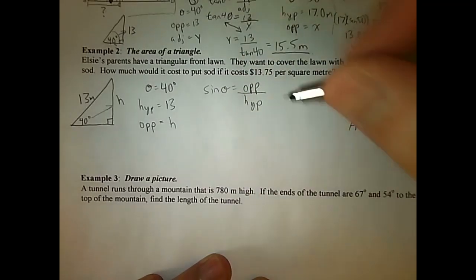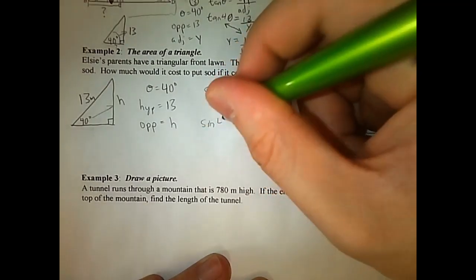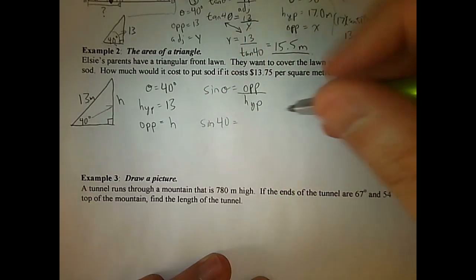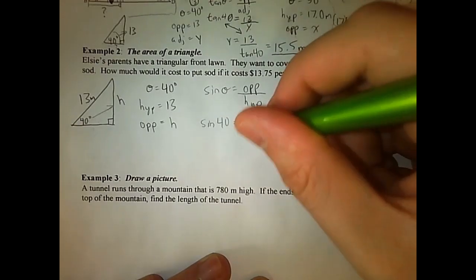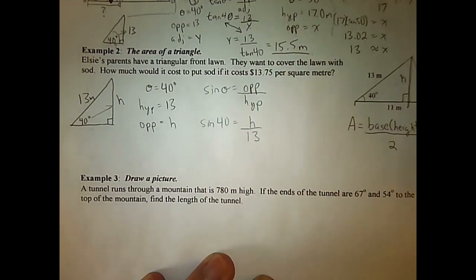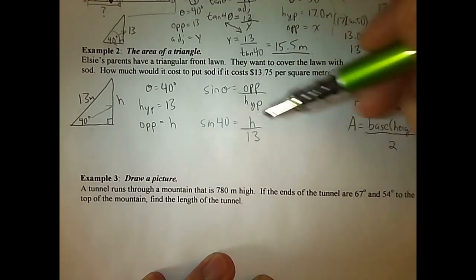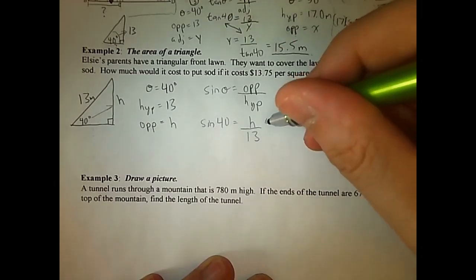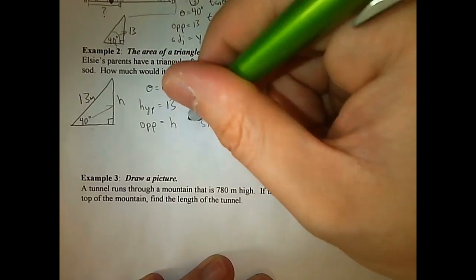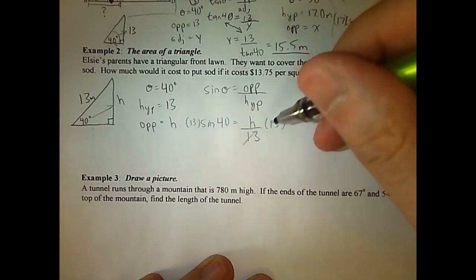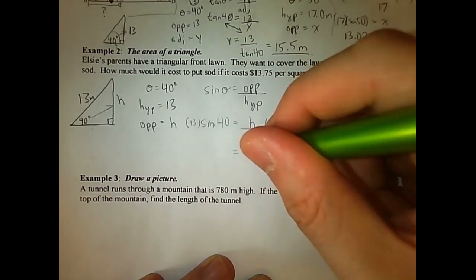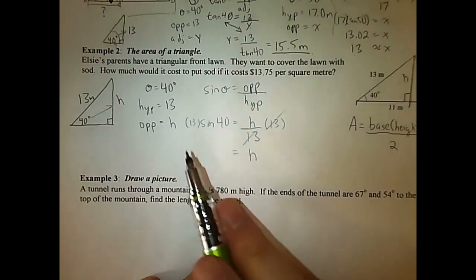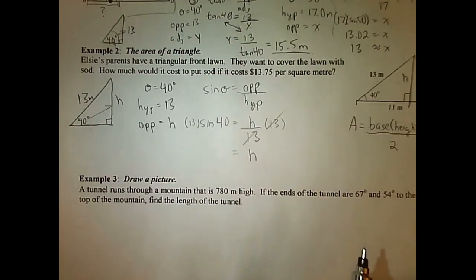So we'll sub in what we know. Sine 40 is equal to the opposite, which is h, because we're trying to figure that out. The hypotenuse is 13. I then have this setup where I see I have a fraction with a denominator. I'll multiply both sides by 13 so that the denominator here cancels out. I'm left with h is equal to 13 sine 40. On my calculator, I would just do that all in one step.